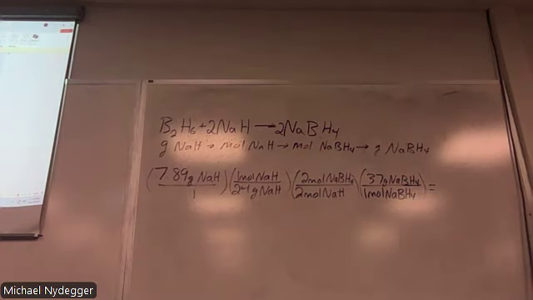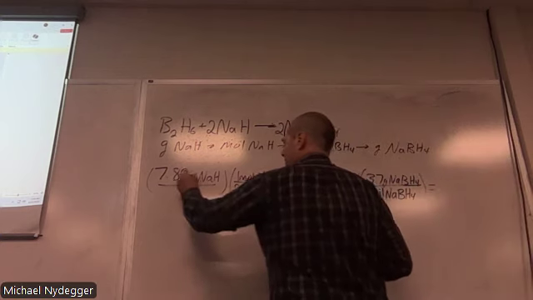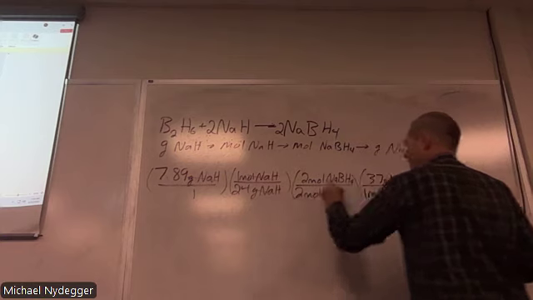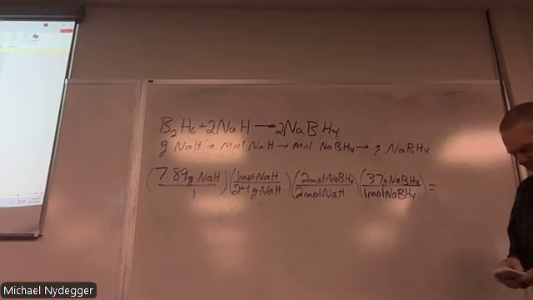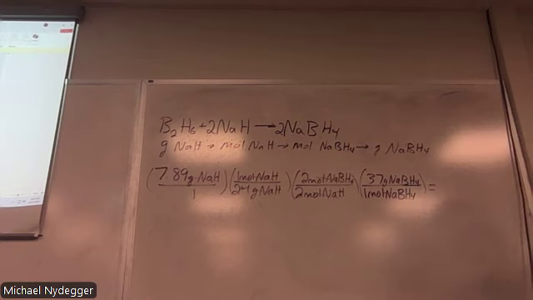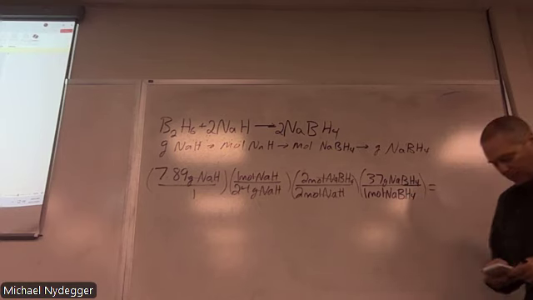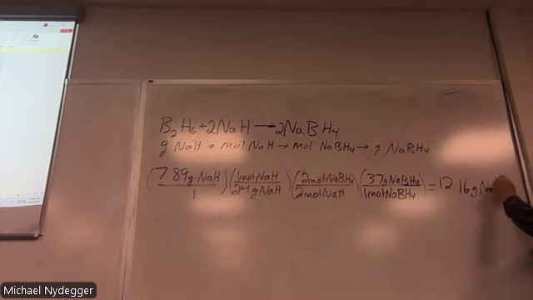What did you get? All right. As we go through these units, they cancel. So now we're in the units of grams of sodium borohydride. 7.89 divided by 24, and for this I got 12.16 grams of sodium borohydride. Is that good?